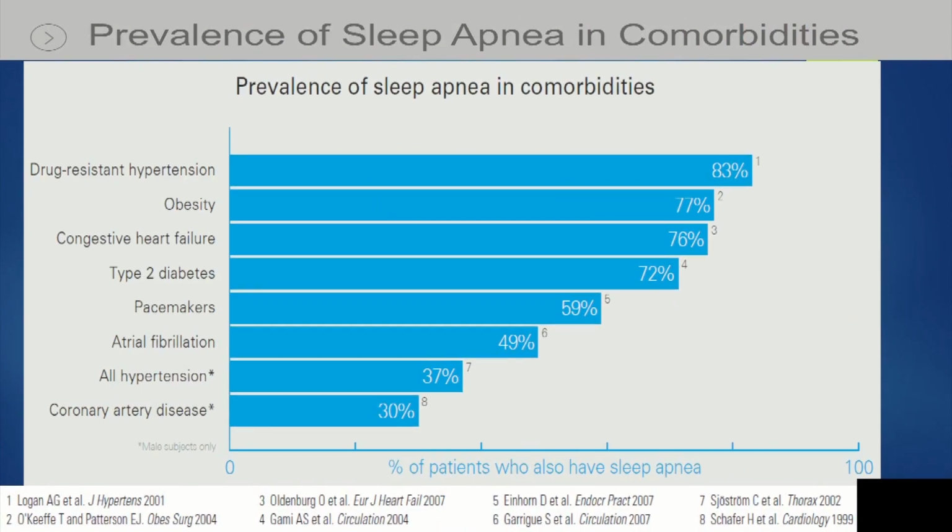This chart shows the prevalence of sleep apnea and comorbidities. This is a chart I like to show my patients, and I would encourage you to discuss this with yours. For example, if your patient presents on multiple medications for their hypertension, and you take their blood pressure, and their blood pressure still is not under control, in this study of those patients that had drug-resistant hypertension, 83% of those were shown to have sleep apnea.